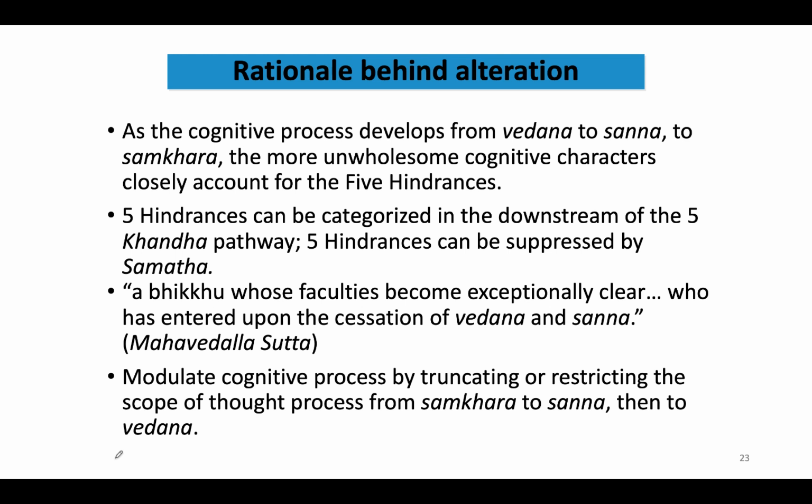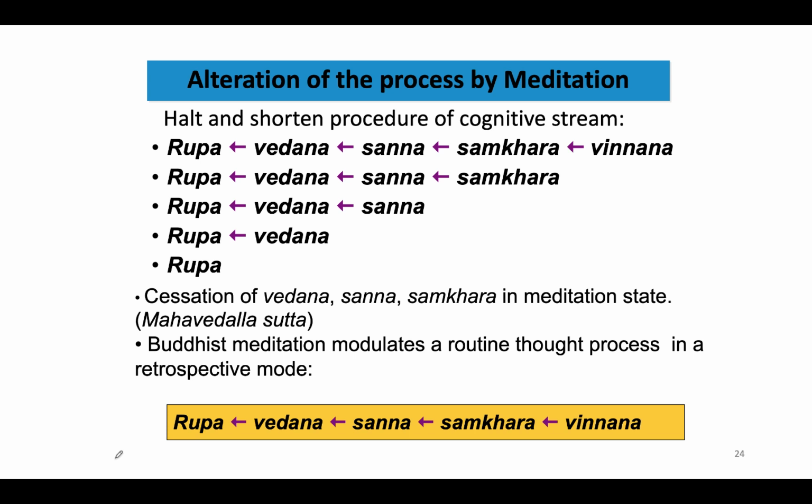Therefore, it can be regarded that the cognitive process is truncated and the scope of a thought process is restricted from Samkhara to Sanya, then to Vedana. In the course of meditation practice, the alteration of cognitive process is in opposing order to the ordinary cognitive process by shortening the procedure of the cognitive stream.